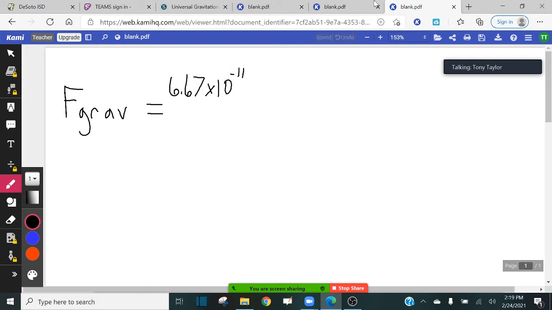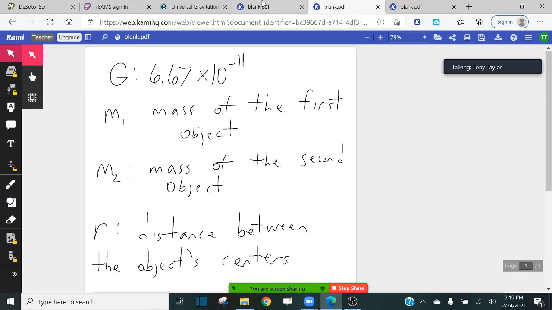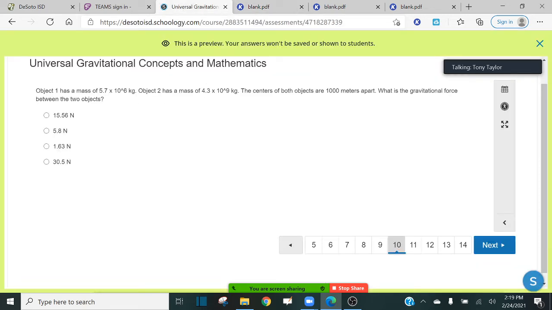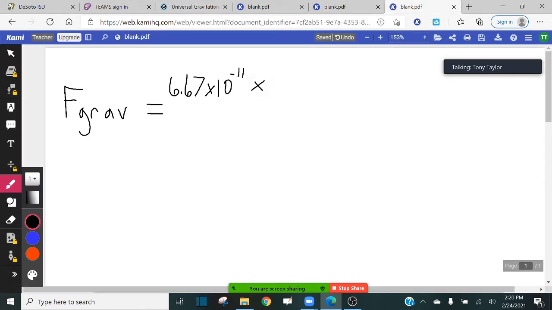So the force of gravity is equal to big G, all of that multiplied by the mass of the first object. What is the mass of the first object, guys? Look at your units. Mass is always in kilograms. So 5.7 times 10 to the 6 kilograms. So let's write that: times 5.7 times 10 to the 6 kilograms.